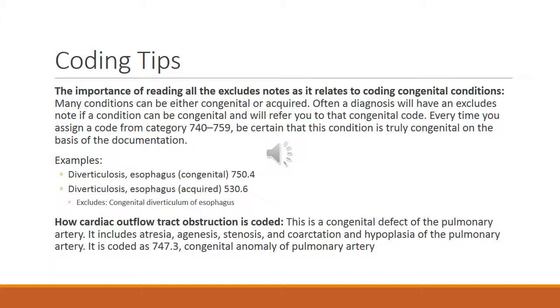Now, how cardiac outflow tract obstruction is coded. This is a congenital defect of the pulmonary artery. It includes atresia, agenesis, stenosis, and hypoplasia of the pulmonary artery. It's coded as 747.3, which is a congenital anomaly of pulmonary artery.